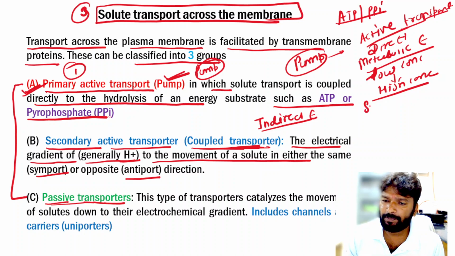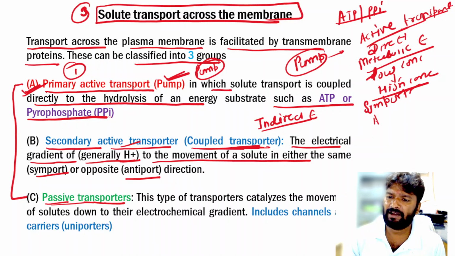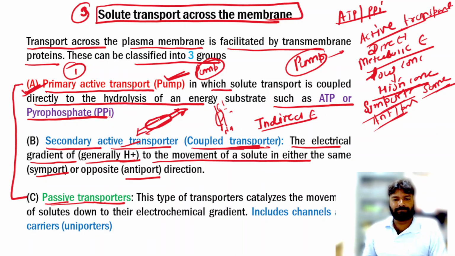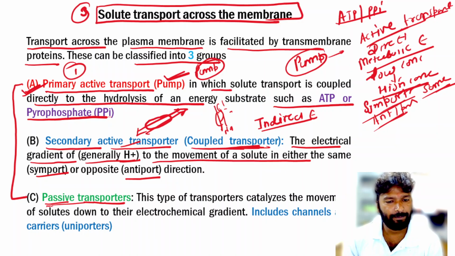Okay, symport means, so there are two types of secondary active transporters or coupled transporters. One is the symporter, second is the एंटी पोर्टर. तो नाम से मिल रहा है सिम्पोर्टर मीन्स इन द सेम डायरेक्शंस. ओके, और एंटी पोर्टर मीन्स इट इज इन अपोजिट डायरेक्शन. ओके, लाइक दिस. दिस इज इन सेम डायरेक्शन और दिस इज इन अपोजिट डायरेक्शन. ओके, नाउ थर्ड मैकेनिज्म इज द पैसिव ट्रांसपोर्टर्स.